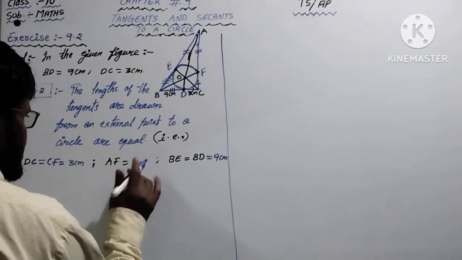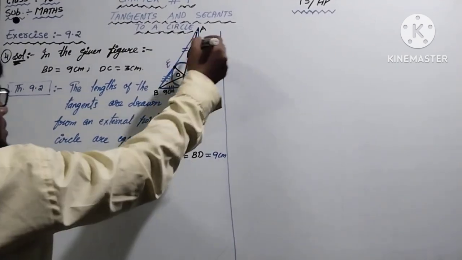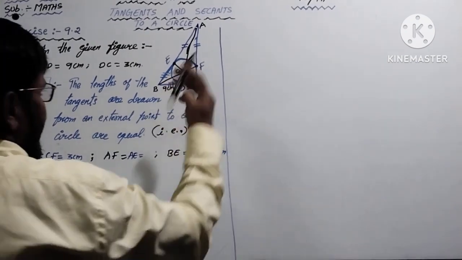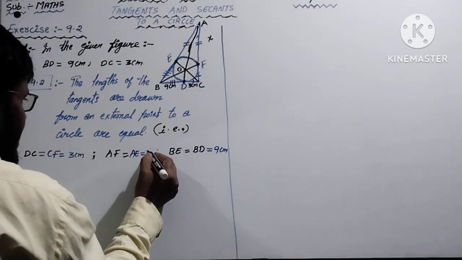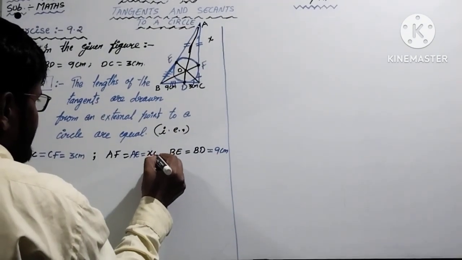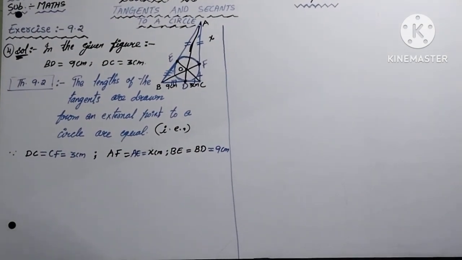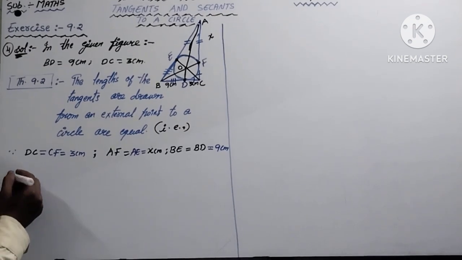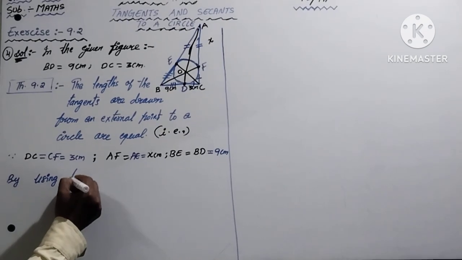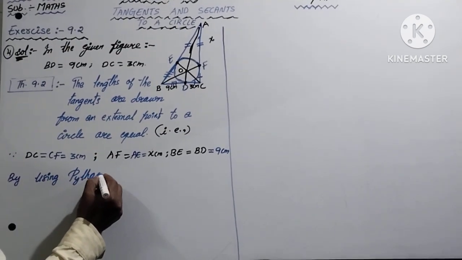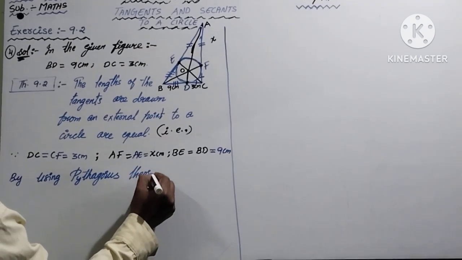Then AF is equal to AE. This value I didn't have, so let's take AF as X centimeters. AF is equal to AE, so that is also X centimeters. Understand? So I use these values. Now let's use the Pythagoras theorem.